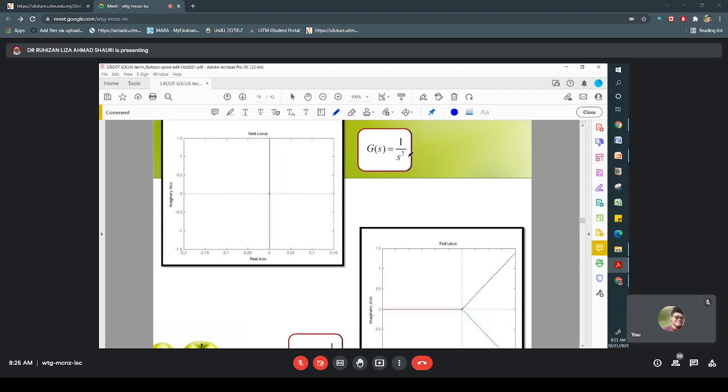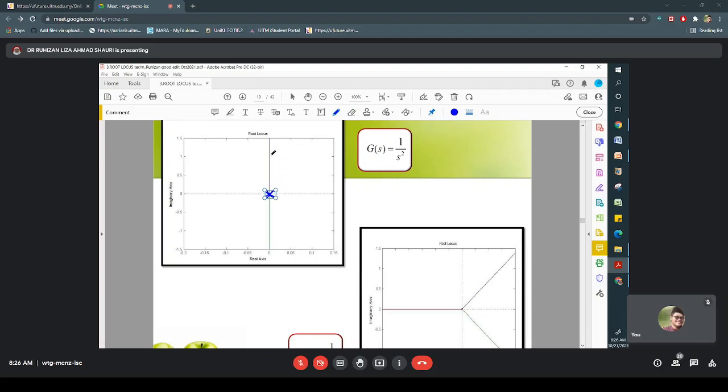Two, at 0. Yes, twice. So you have your pole at 0 twice. There are 2 open loop poles there at 0. Now remember from this rule that it must be according to the number of poles, right? So you have 2, it means that you should have 2 branches.